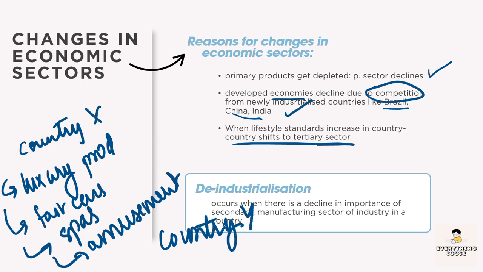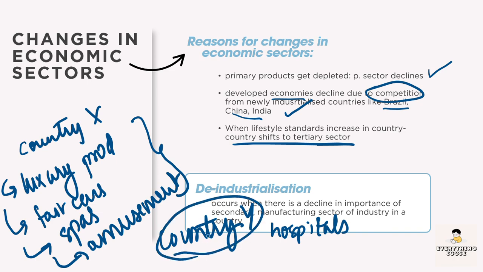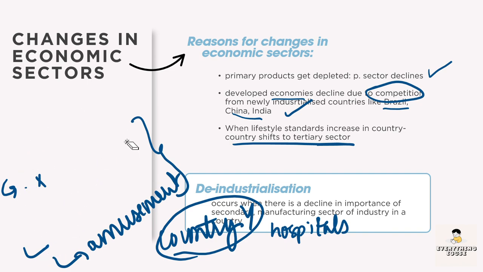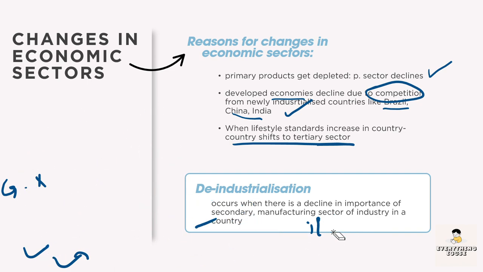Suppose country Y is a poor country. Are they going to need businesses like this, or are they going to need a lot more hospitals and services which help them for their basic needs, right? Which is why countries like country Y would specialize in the secondary or the primary sectors. They don't need luxurious products, okay? So those are the reasons for changes in economic sectors.